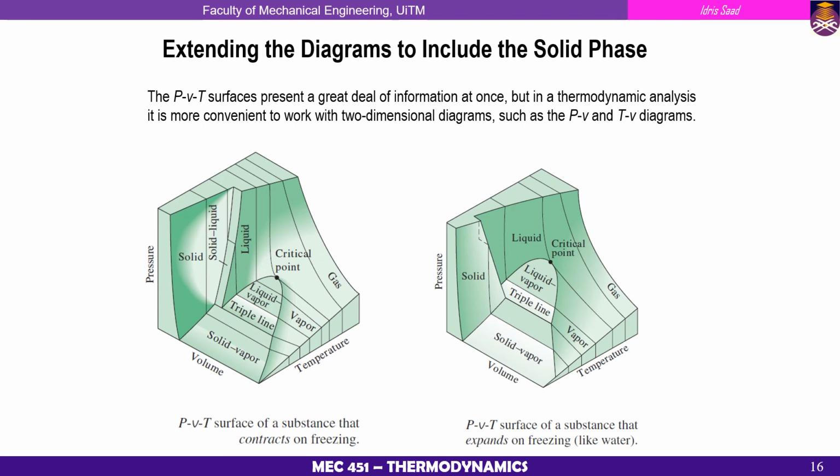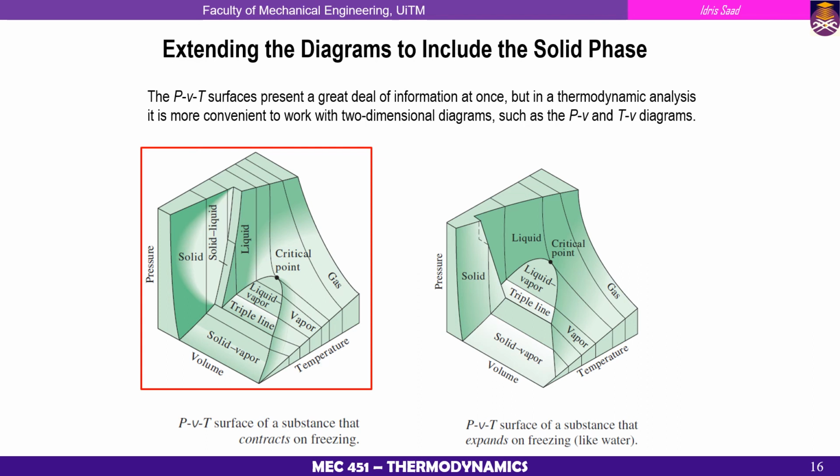To extend the phase change diagram to include the solid phase, we can also plot it using three-dimensional axes. As you can see in this figure, it is a pressure, volume, and temperature property diagram in three dimensions of the surface of a substance that contracts on freezing. Based on this diagram, we can easily identify the solid, liquid, and vapor phases of the phase change process related to the pressure, volume, and temperature.